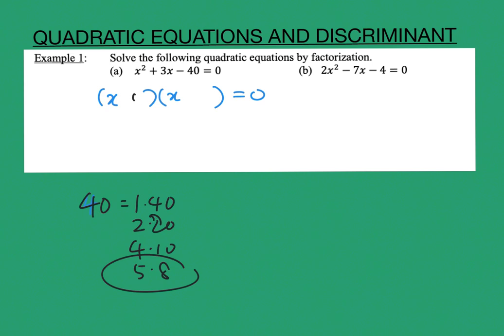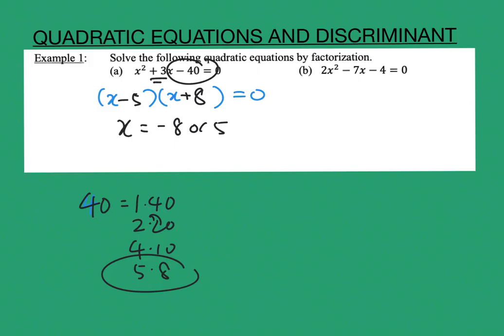So I'll put 5 here and 8 here. And we want positive 3, and this is negative 40, so the two signs are opposite. So it's plus 8 and minus 5. So a times b is equal to 0, so a is equal to 0 or b is equal to 0. So x is equal to negative 8 or 5.